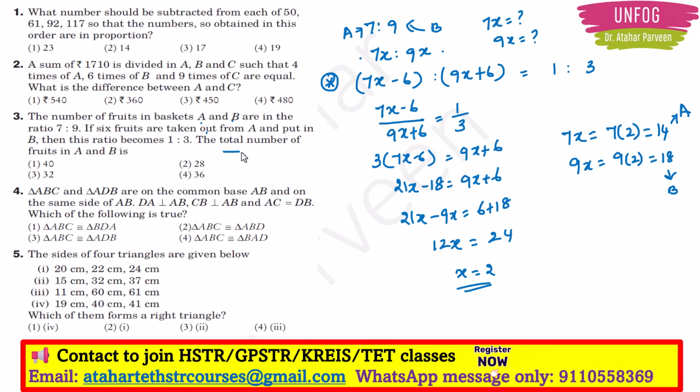But our question is, what is the total number of fruits in A and B? So you have to add this, right? So 14 plus 18 will give us 32. So the number of fruits together in basket A and B are 32. Option 3 will be the correct answer here. Okay, clear, right?